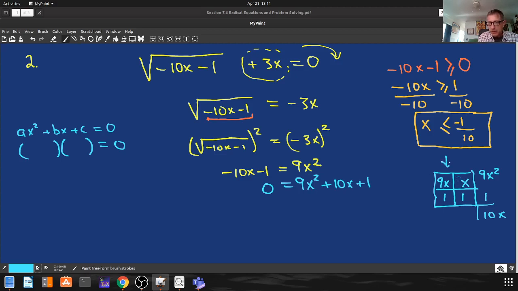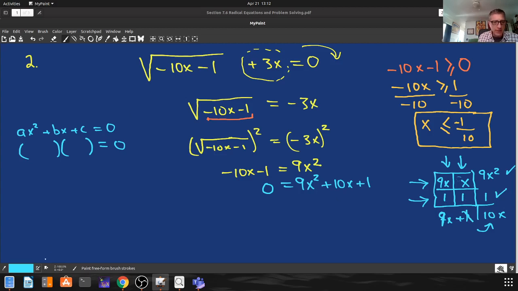So now when I multiply down, I get 9x plus 1, and that gives me 10x. So notice everything's satisfied. 9x times x gives me 9x squared. 1 times 1 gives me 1. 9x times 1 gives me 9x. x times 1 gives me x. And 9x plus x gives me 10x.